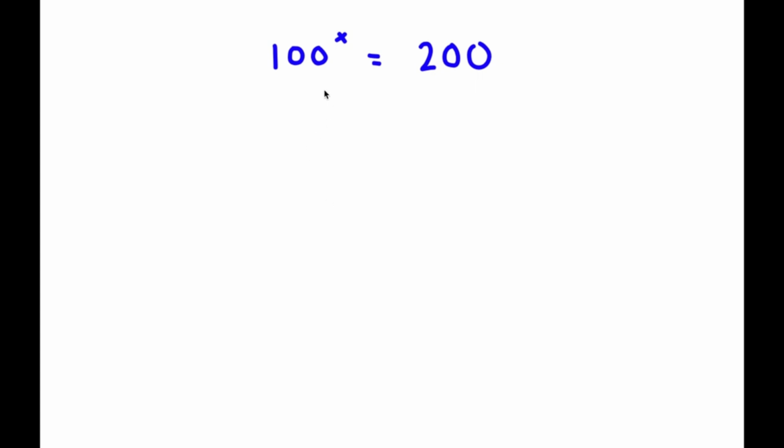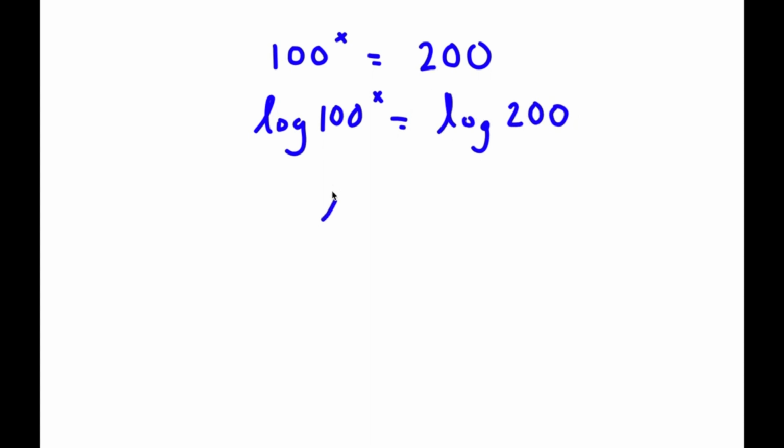Alright, so in this problem, I have 100 to the power of x is equal to 200. So to solve this, I'm going to first start by taking the log on both sides. So now I have log 100 to the power of x is equal to log 200.